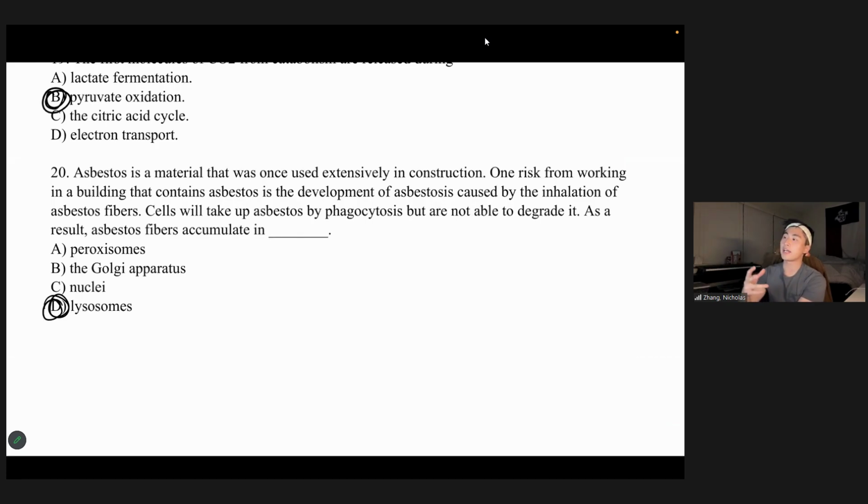So we know that after something is brought in through fusion, it's packed into a vacuole or a little storage membrane, and then it's brought to lysosomes for degradation, right? Because they're not able to degrade it, there's likely a problem with the lysosomes instead of a transport system like the Golgi apparatus. Peroxisomes are more involved with reactive oxygen species, and the stabilization of those nuclei is for genetic material and stuff like that. So lysosomes is going to be our best answer.